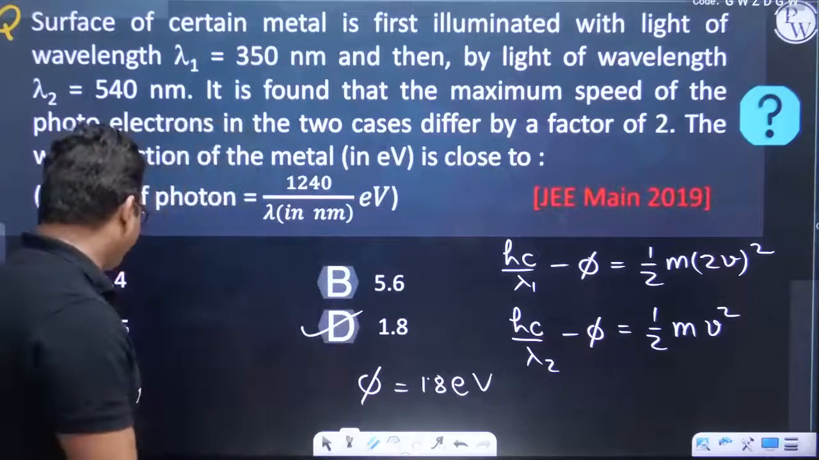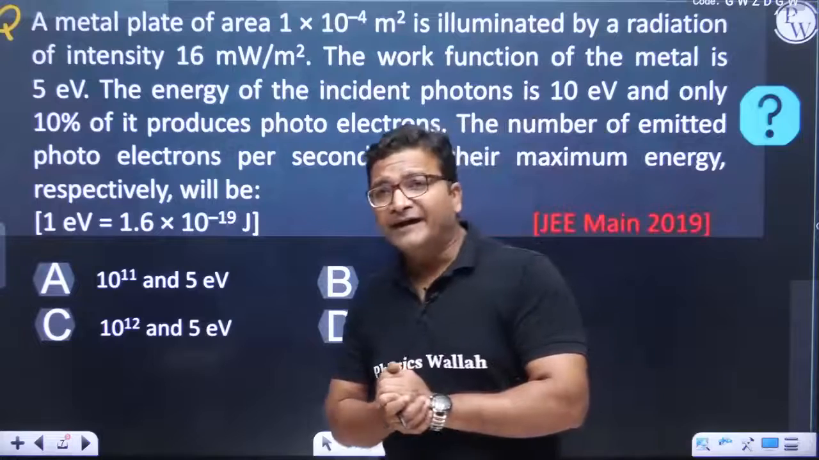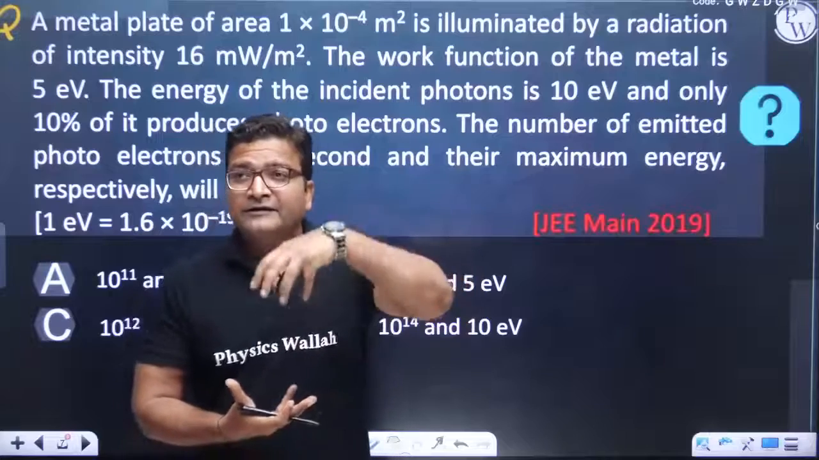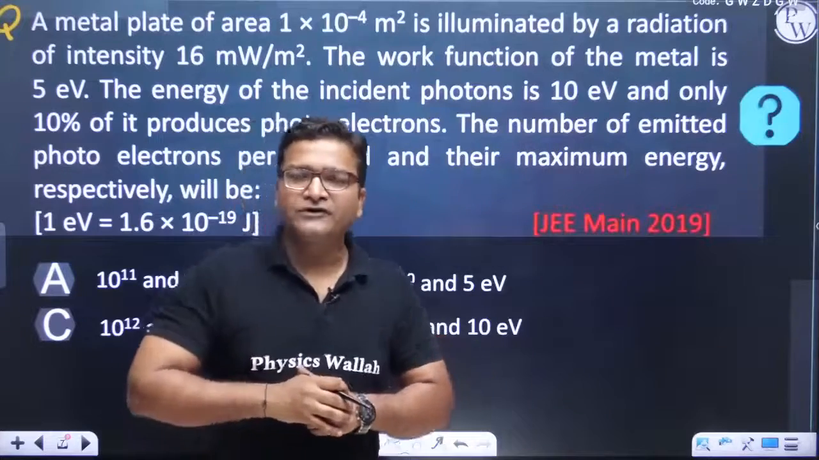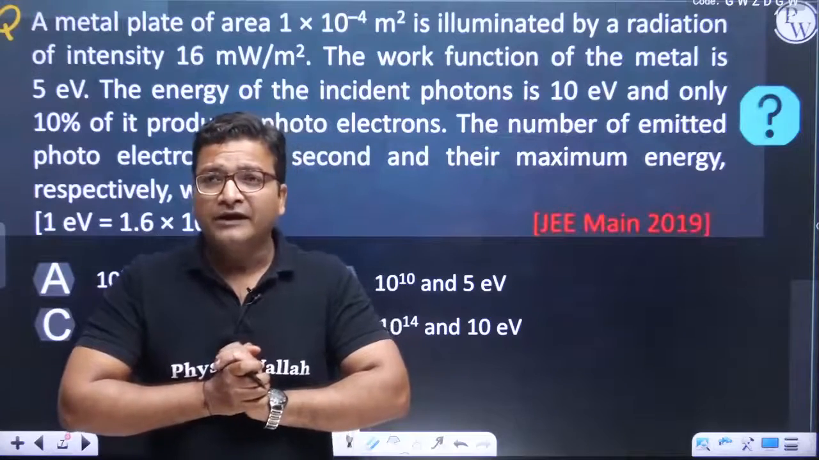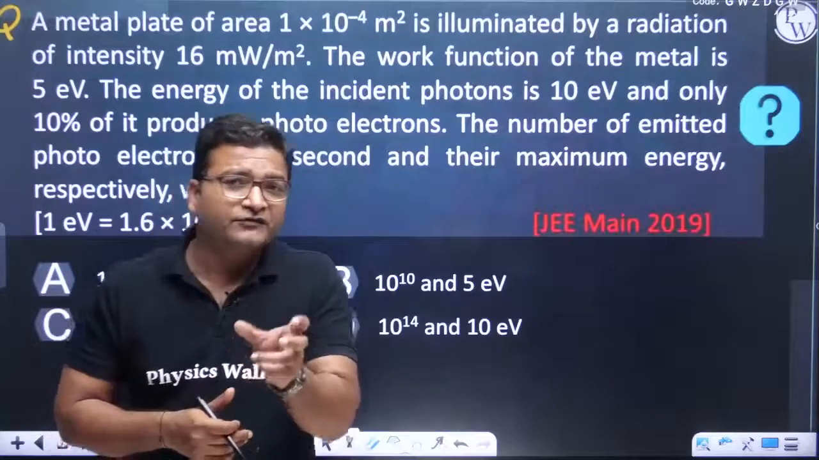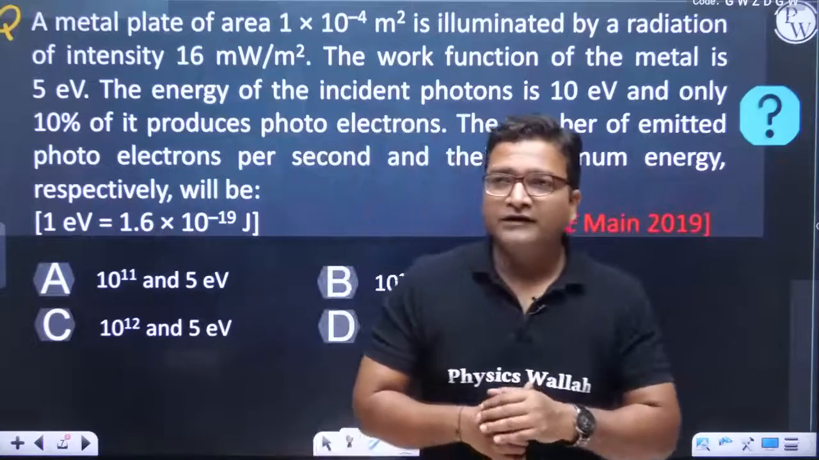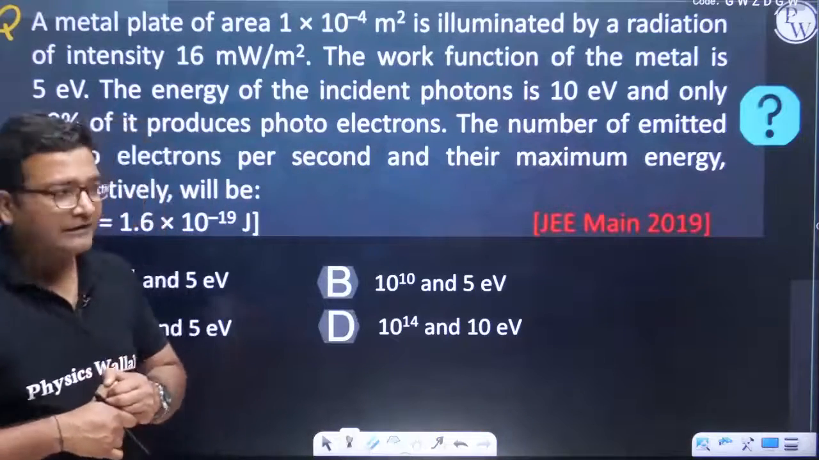Okay, so let us see what we have next. Next question. In the next question, they say a metal plate whose area is 10 to the power minus 4 meter square is illuminated by radiation of intensity 16 milliwatt per meter square. The work function of the metal is 5 electron volt. The energy of incident photon is 10 electron volt, and only 10% of the photons produce photoelectrons. They are asking us finally, what is the number of emitted photoelectrons per second and their maximum energy.